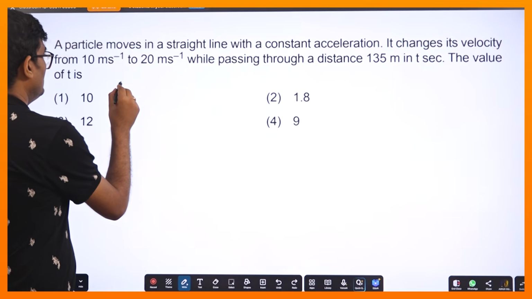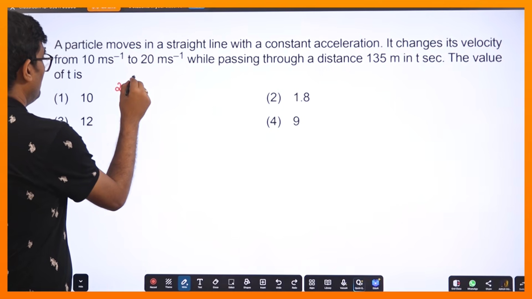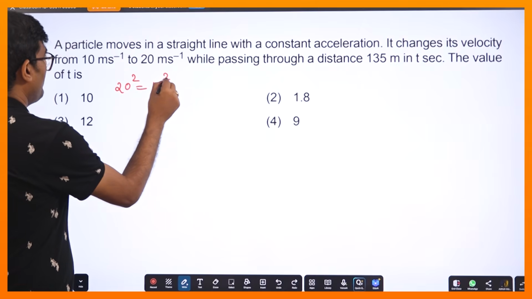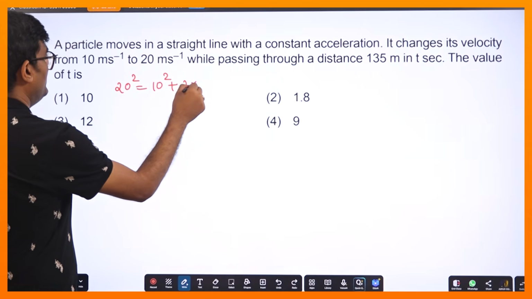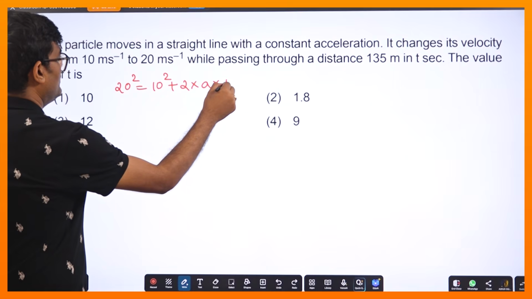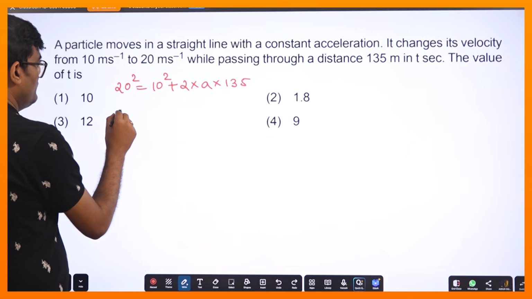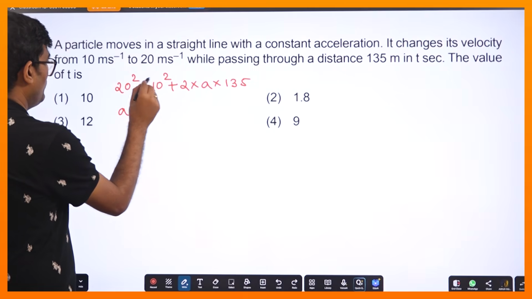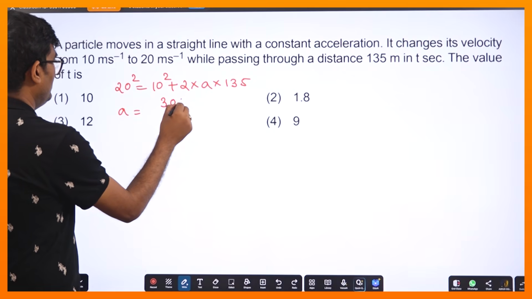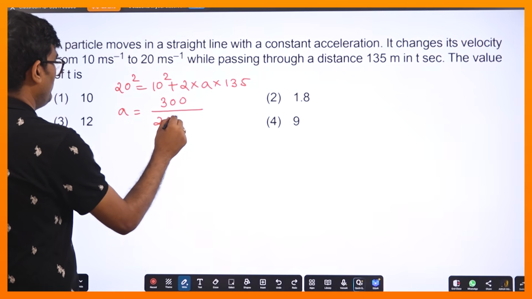So what will I use? I can use v square equal to u square plus twice into a into displacement, 135. So I'll get acceleration from here. Acceleration is equal to 400 minus 100, that's 300, divided by 2 into 135.